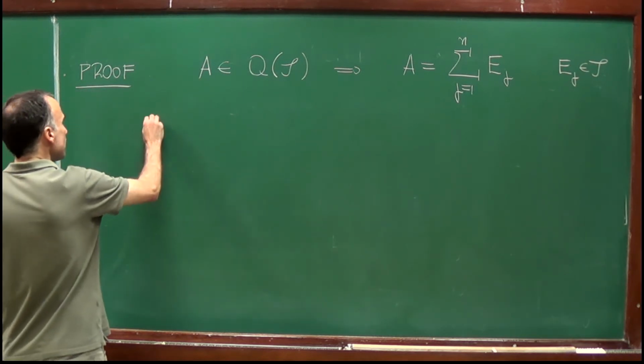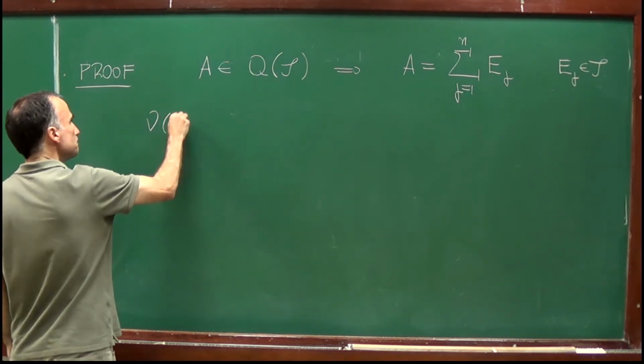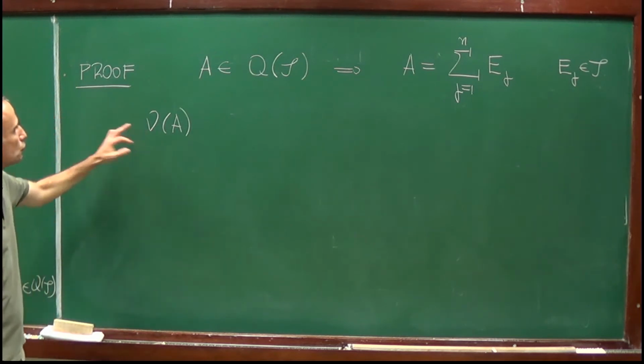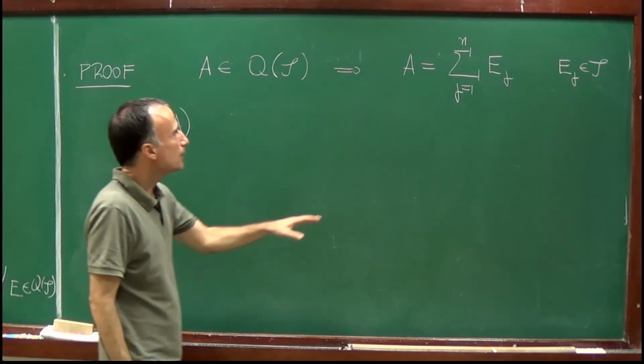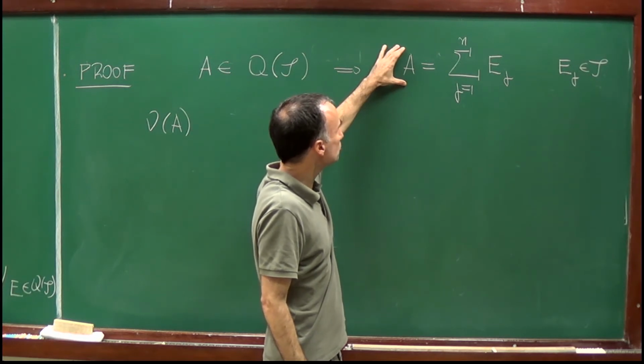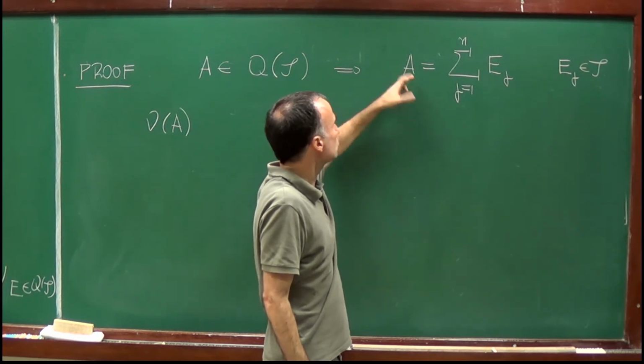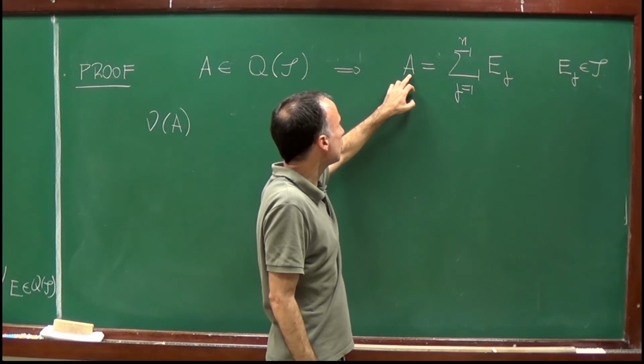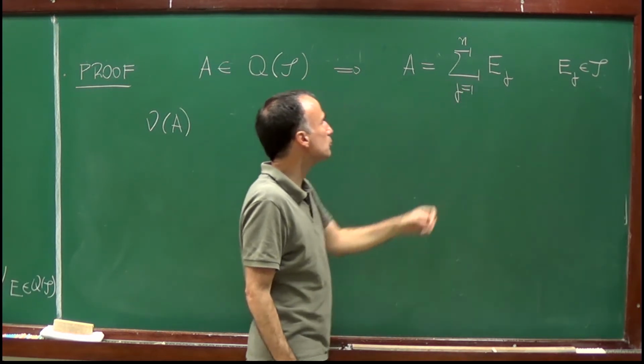So we want to define nu of A, and we want nu to be additive. Well, if you look at this formula, if you want nu to be additive, it's clear that you want to define nu of A as the sum of nu of Ej.